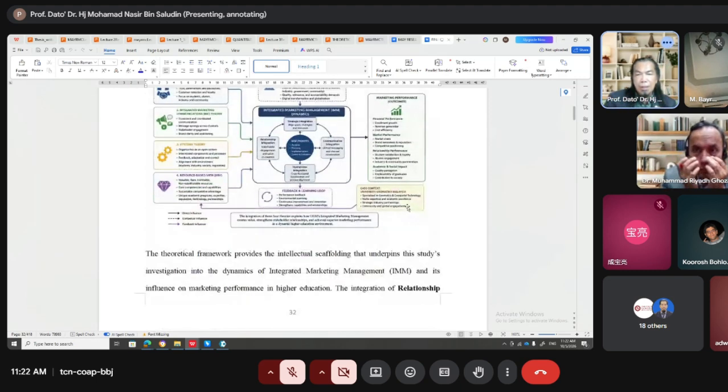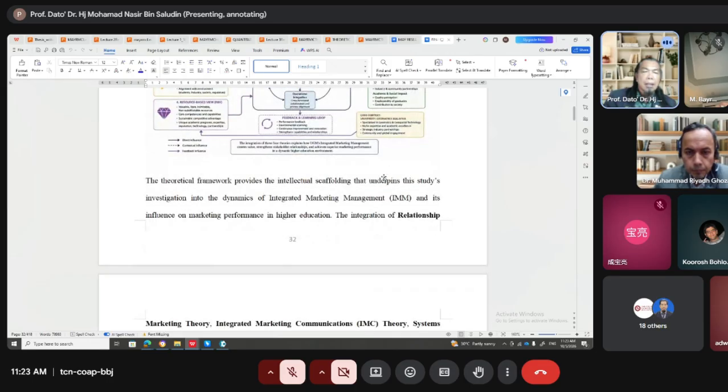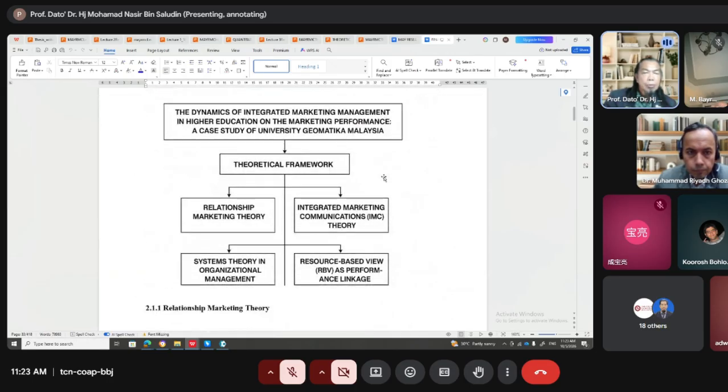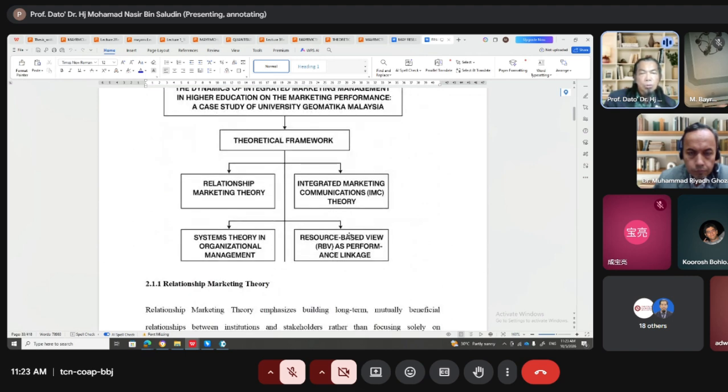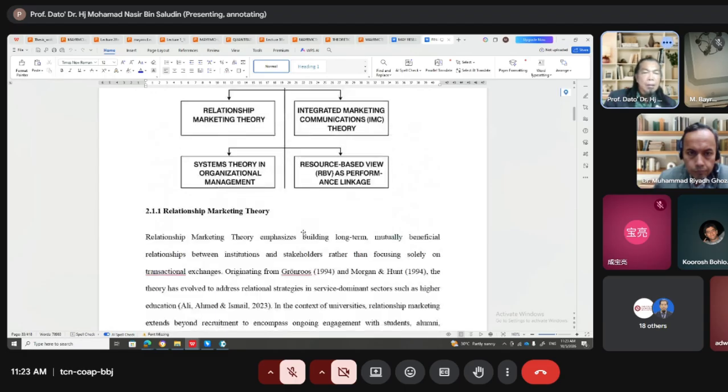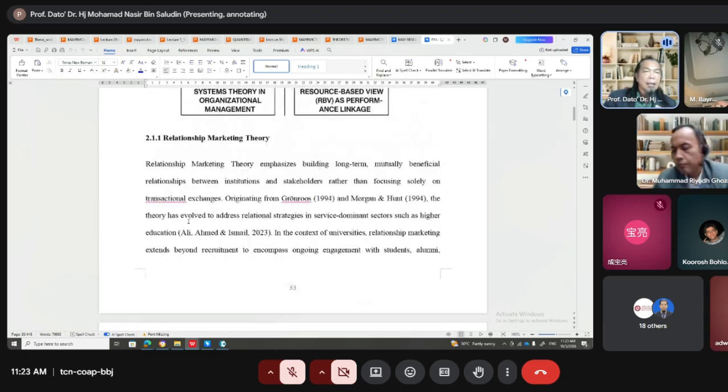But it is the case context: University Geomatica Malaysia, specializing in geomatics and geospatial, a niche with academic excellence and strategic industry links. That is the new specific target. And then from here we make the summary: the dynamics of integrated marketing management, the theoretical framework, relationship theory, this theory. Then go to the performance of the marketing, then we discuss the theories one by one.